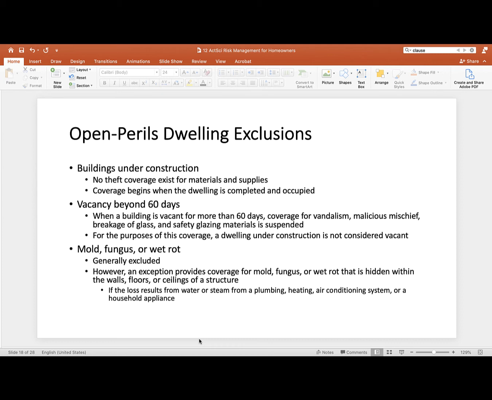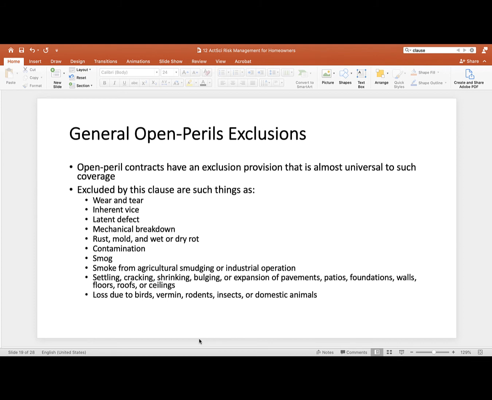Mold, fungus, or wet rot are generally excluded. There are even exceptions to that. If there's mold on your ceiling, they're not going to pay for it, but if there's mold that you discover behind the wall that you weren't aware of, then they probably would cover it under your dwelling exclusions. Other general exclusions, apart from your dwelling and your property insurance, are listed here, so you can read those off and see what they mean. Let's remind ourselves what wear and tear is. Wear and tear is damage that naturally and inevitably occurs as a result of normal wear or aging.